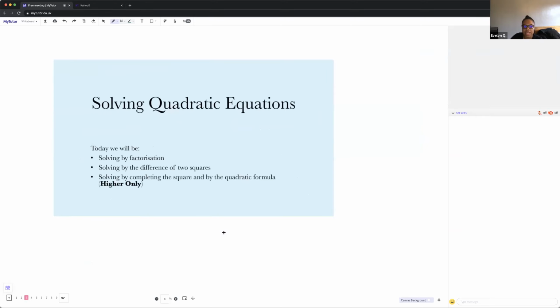So in today's session, what we'll be doing is we will be solving quadratic equations using the following methods. So we'll be solving by factorising, solving by the difference of two squares, and then for the higher students, we'll also be looking at solving by completing the square and by the quadratic formula as well.